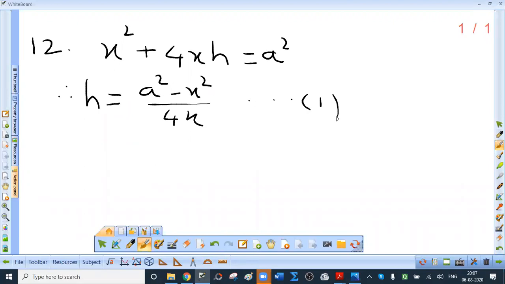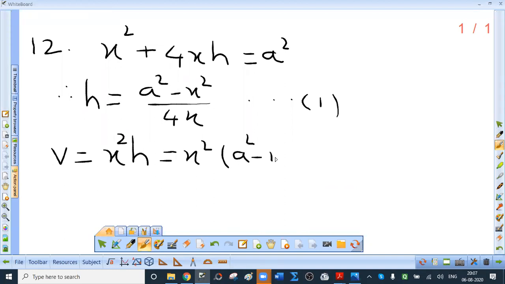Now volume of the box is, yes, what will be the volume? What is the formula for volume? It is area of the base into height. Now base is a square of side x, so its area is x square into h, right? That is x square. Now put the value of h and simplify.